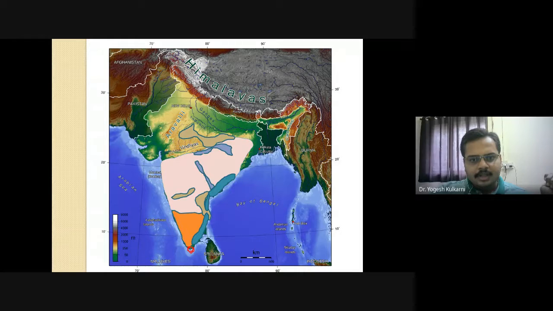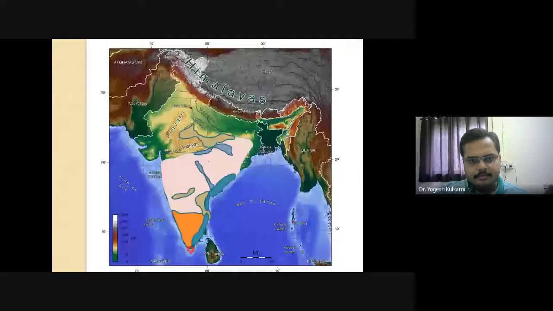Okay. So these are characteristic of coal deposits. Are you getting what I am saying?